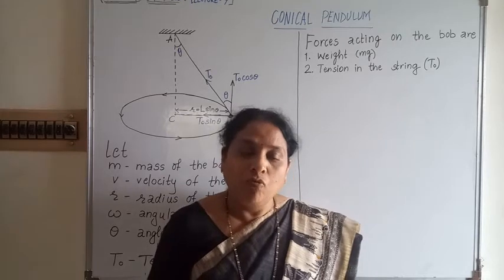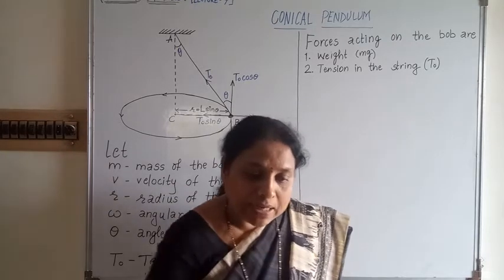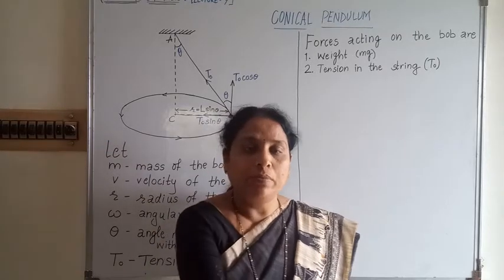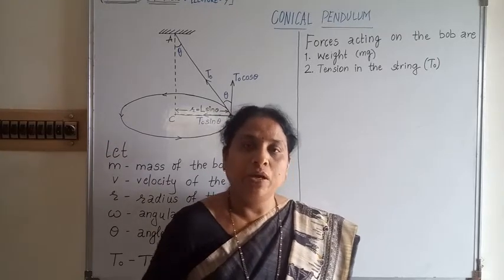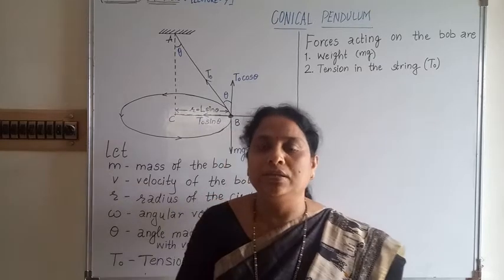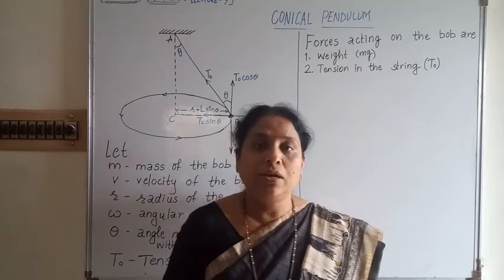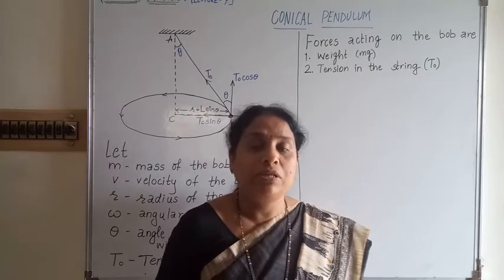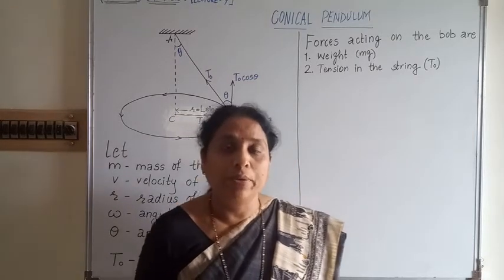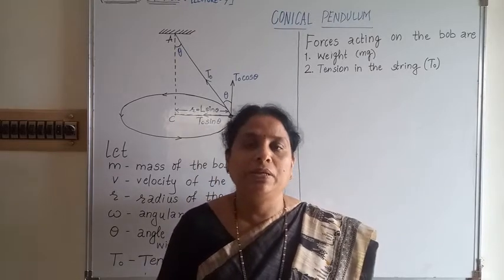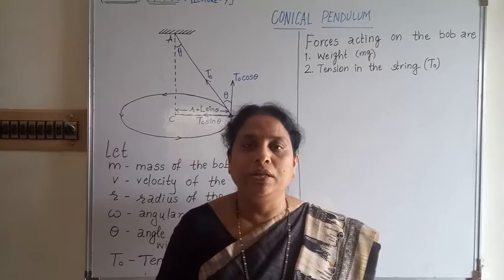And here, when that pendulum is whirled in a horizontal circle and its string forms the shape of a cone, in that case it is called the conical pendulum. In your 11th class, you have learned the conical pendulum, but what is the difference? Here in your book, two diagrams are given. One is for the inertial frame of reference and one is for the non-inertial frame of reference.